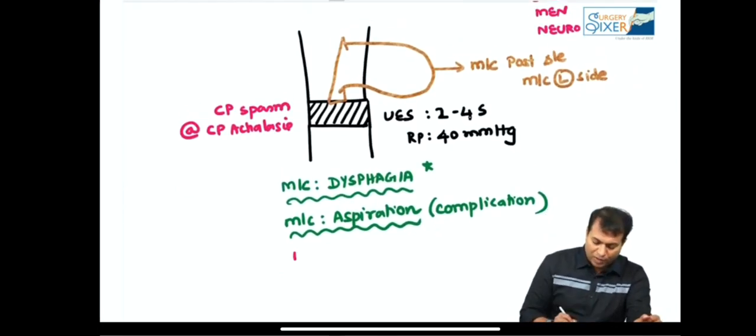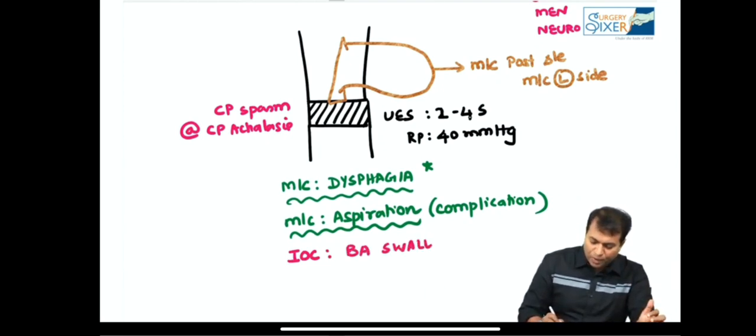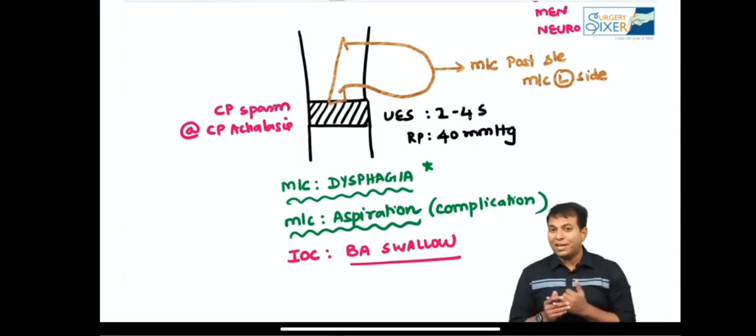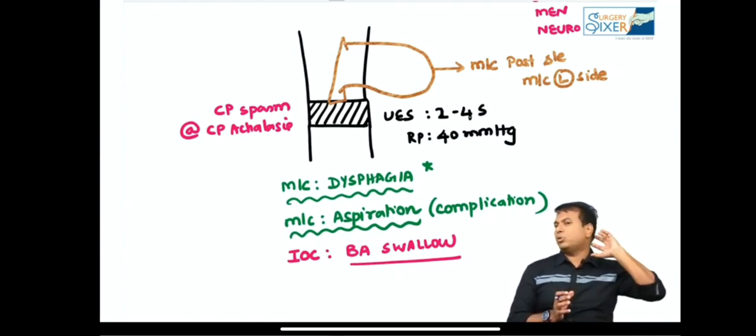And when such a patient comes to you, what is the investigation of choice? The investigation of choice is a barium swallow, lateral oblique view. When you take a barium swallow, you can see the Zenker's diverticulum, and you can see the contrast is going with difficulty through the cricopharynx. Most of the contrast coming into the diverticulum is seen in this case.